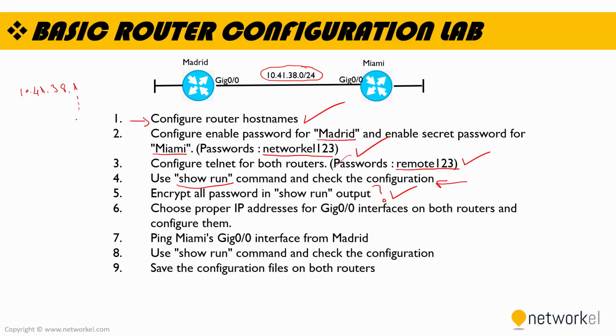from 1 to 254. Please keep in mind that I can't use the last IP address because this address is being used for the broadcast traffic. So I'm gonna configure the Gig00 interface of Madrid with this, and here is gonna be that too.